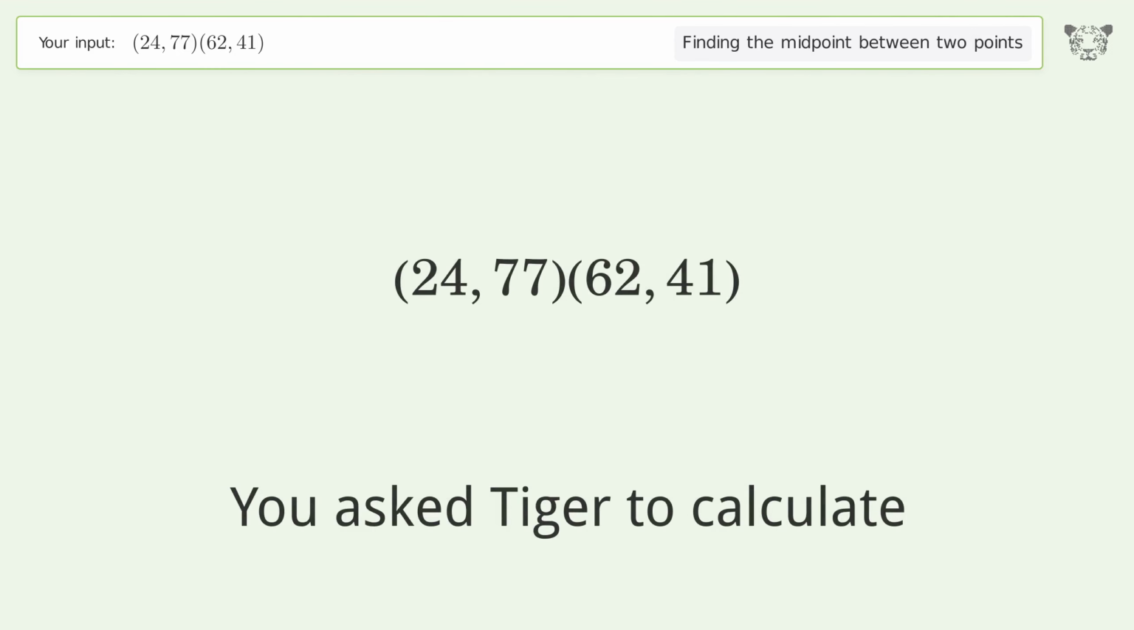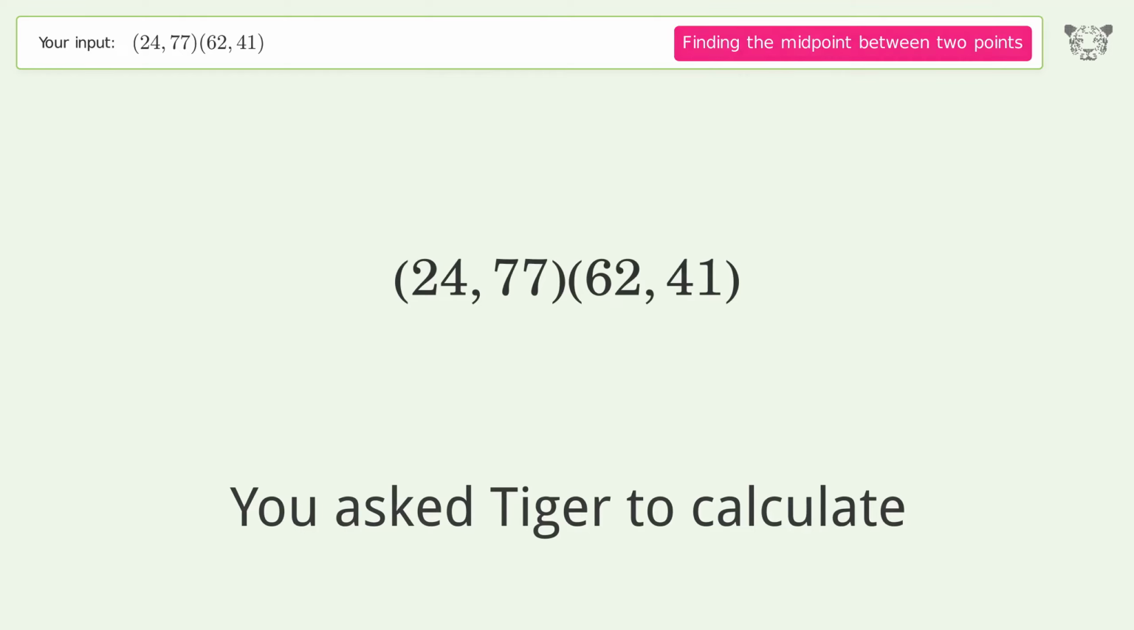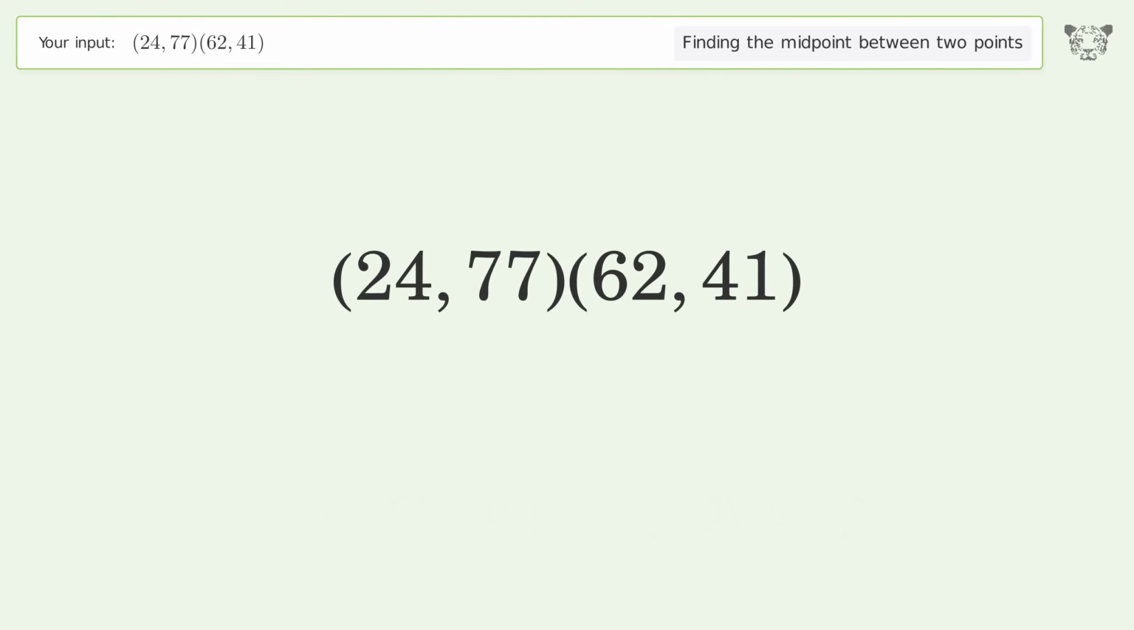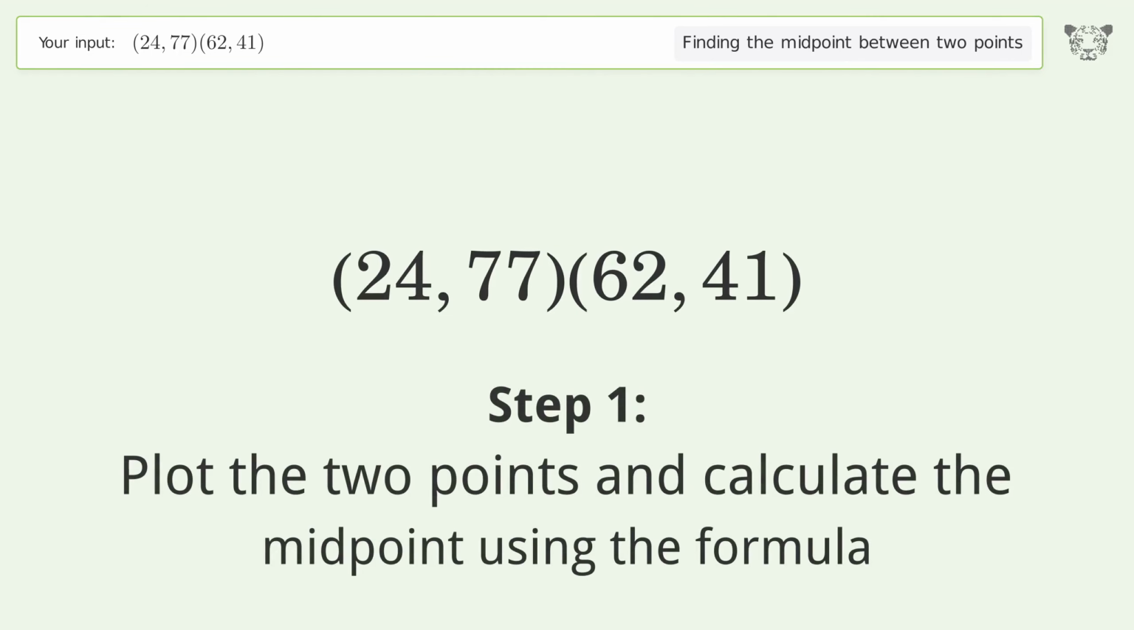You ask Tiger to calculate. This deals with finding the midpoint between 2 points. The midpoint between the 2 points is (43, 59). Let's solve it step by step. Plot the 2 points and calculate the midpoint using the formula.